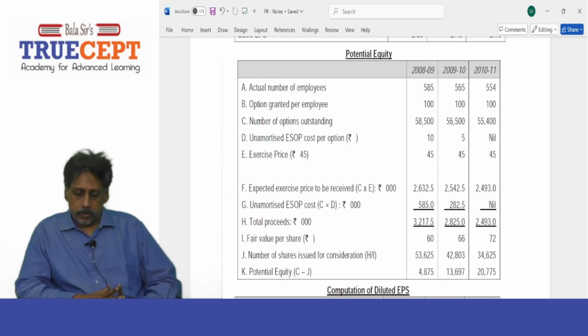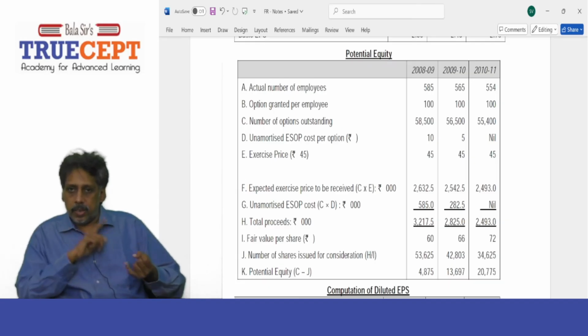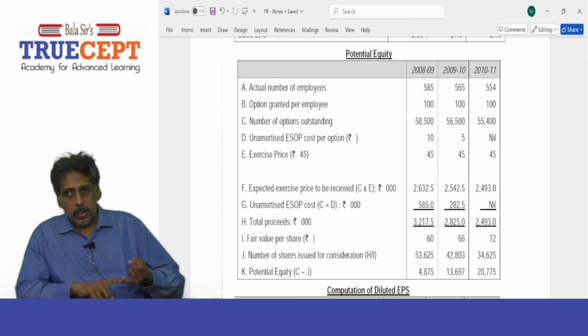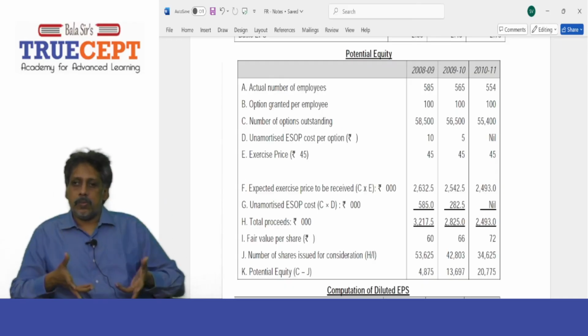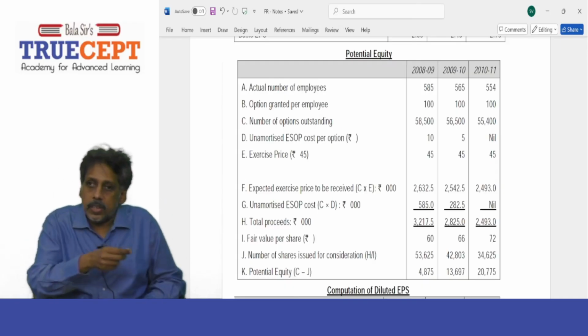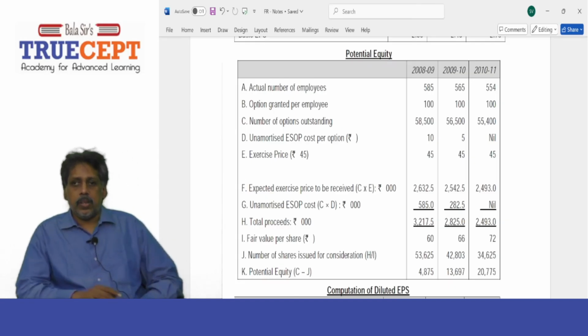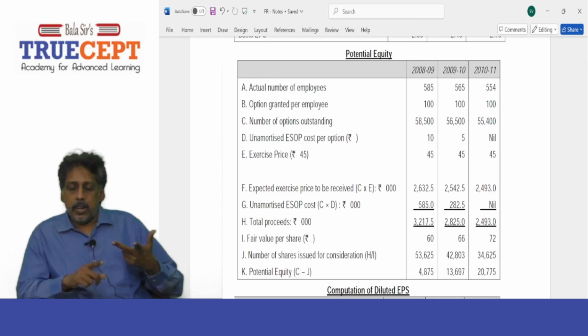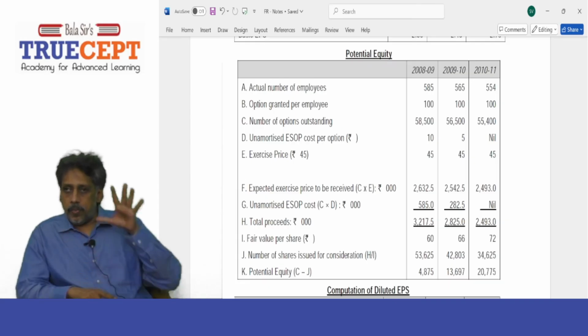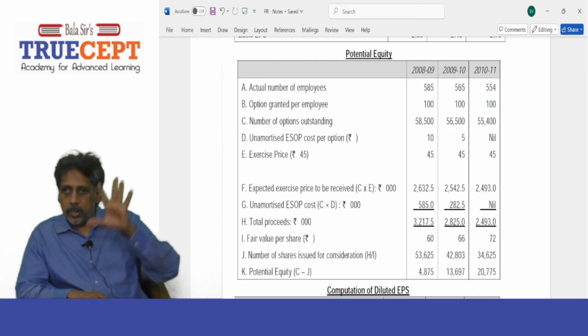Just see the next line. What is that? Unamortized ESOP cost. Nothing but, if 58,500 shares are allotted on that day, the company will not only collect 45, they will also collect how much? Another 10 rupees. That means in all, the company will collect 55 rupees from the employees for the shares given to them if the options are exercised at the end of year 1. That is why 58,500 into 10, and for year 2, 56,500 into 5. Last year nil anyway. They already worked for all the 3 years.